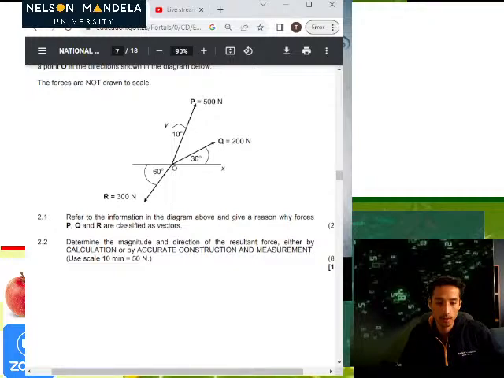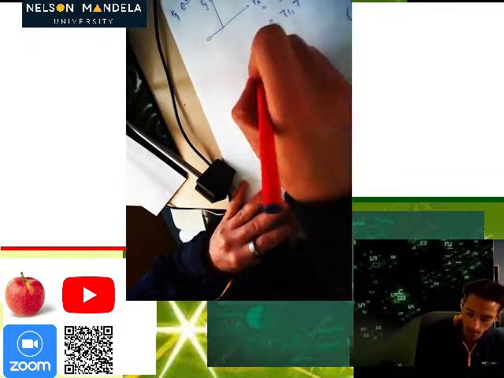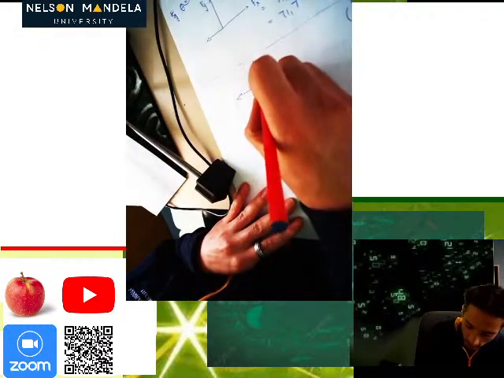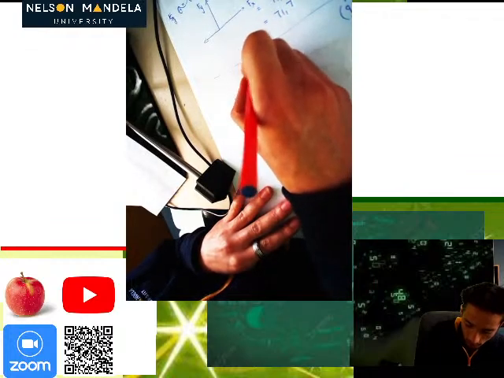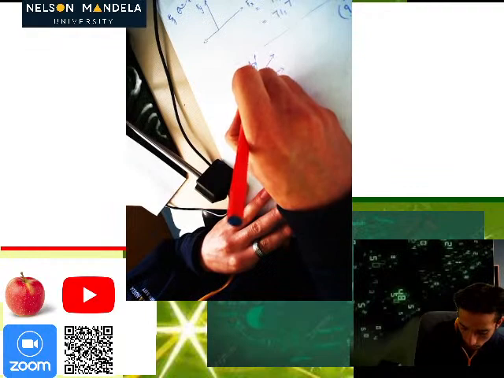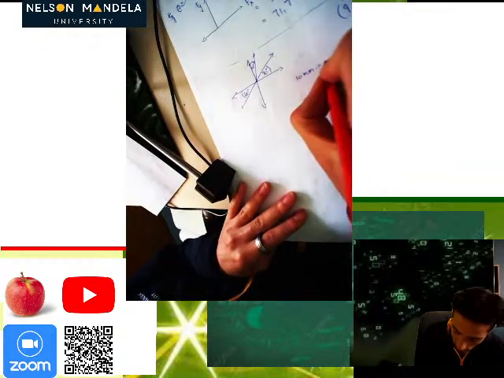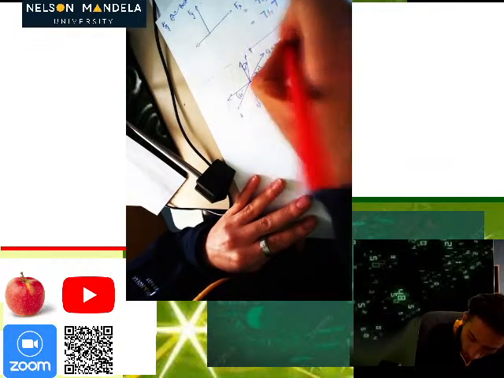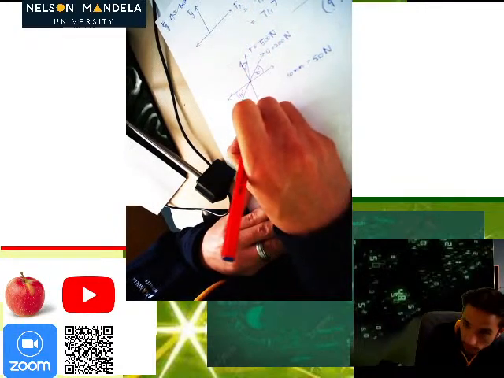Now there's an alternative to calculating this quantity, by using an accurate sketch, which is the reason why we were given a scale initially, which said let 10 millimeters be equivalent to 50 newtons, where this was Q, P, and R. Okay, Q 200 newtons, P 500 newtons, and R 300 newtons.